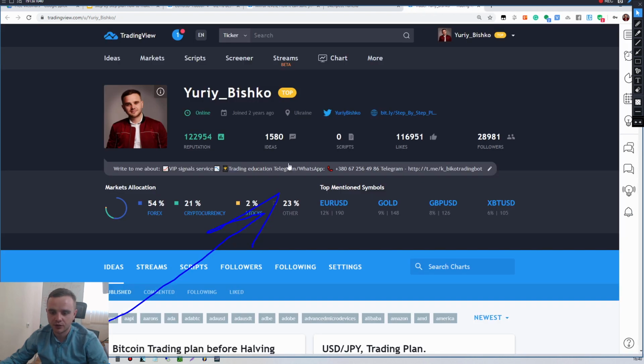Friends, are you here? It is a retest, not mirror level. What do you mean it is retest, not mirror level? Explain, please.